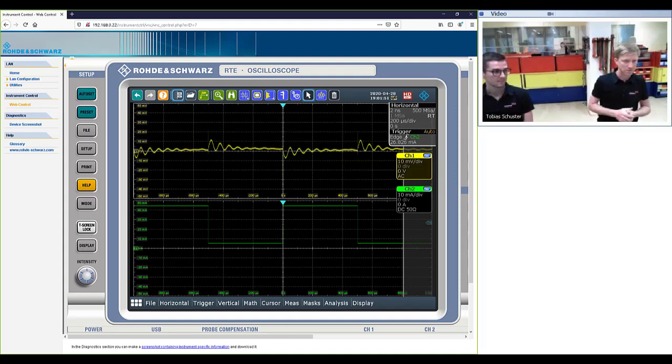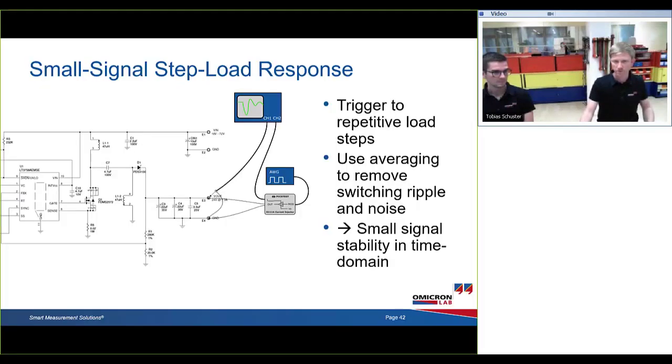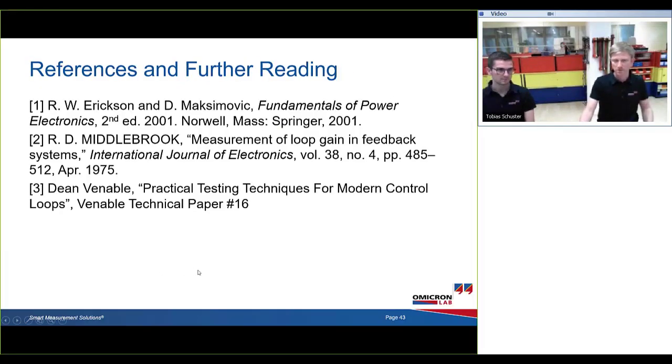Yeah, I think let's have a look at the presentation, but did we forget something, Tobias? I don't think so, no. There are several nice readings where we have drawn all the information from. You can read it yourself if you want.